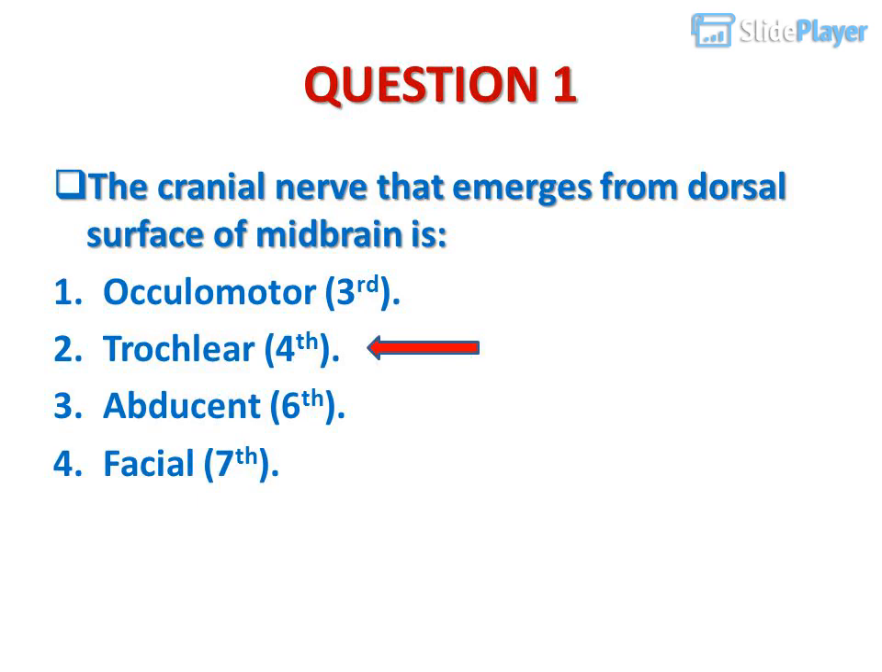Question 1. The cranial nerve that emerges from dorsal surface of midbrain is: oculomotor, 3rd; trochlear, 4th; abducent, 6th; facial, 7th.